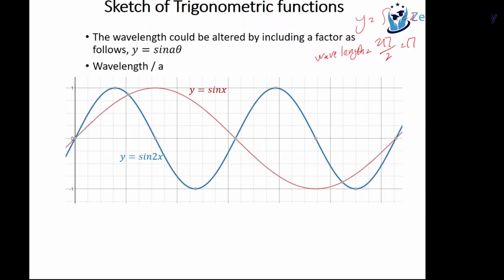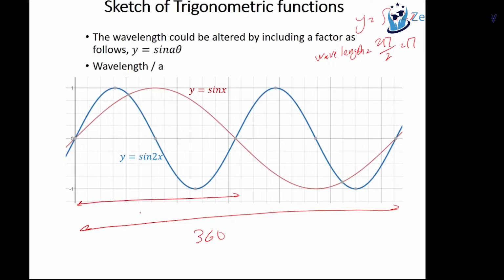As you can see in the sketch here, for sine x, my wavelength was 360. But for sine 2x, my wavelength is 180, which means the blue sketch here is being repeated after 180. So from here, I reached the same point for my blue one.